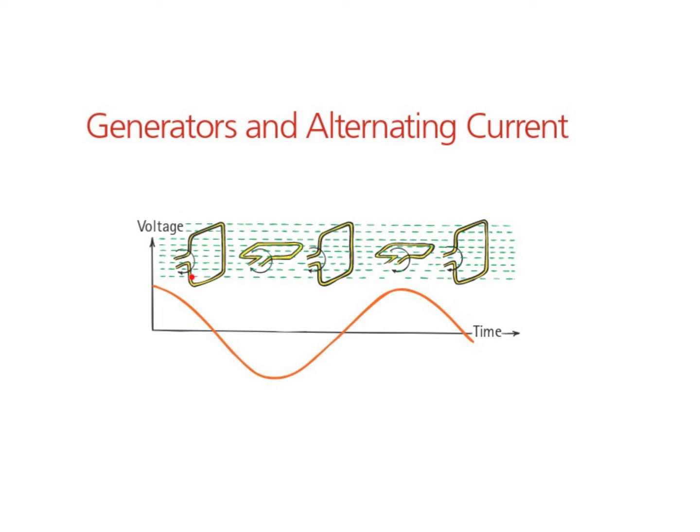And it just keeps repeating as the loop spins and spins and spins. You get a voltage that is constantly alternating back and forth, and that's going to create a current which is constantly alternating back and forth. That's why we call it alternating current.